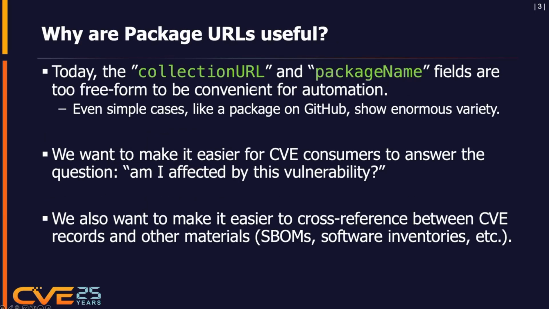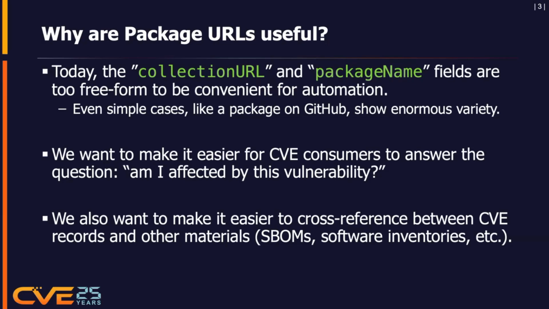That said, why are they useful? Right now, within the CVE record format, in the affected array, within those objects, there are two fields, collection URL and package name, which together are intended to express the same type of information that package URLs would be used for, which is basically a package on a package host somewhere. Unfortunately, although we give examples within the record format, they are still free-form text, and that free-form nature makes them difficult to use for automation. If you look through CVE records from the last few years, even just for identifying packages on GitHub with those fields, you'll find a lot of variety in how packages are encoded across those two fields, which makes it more difficult to build automation off of.